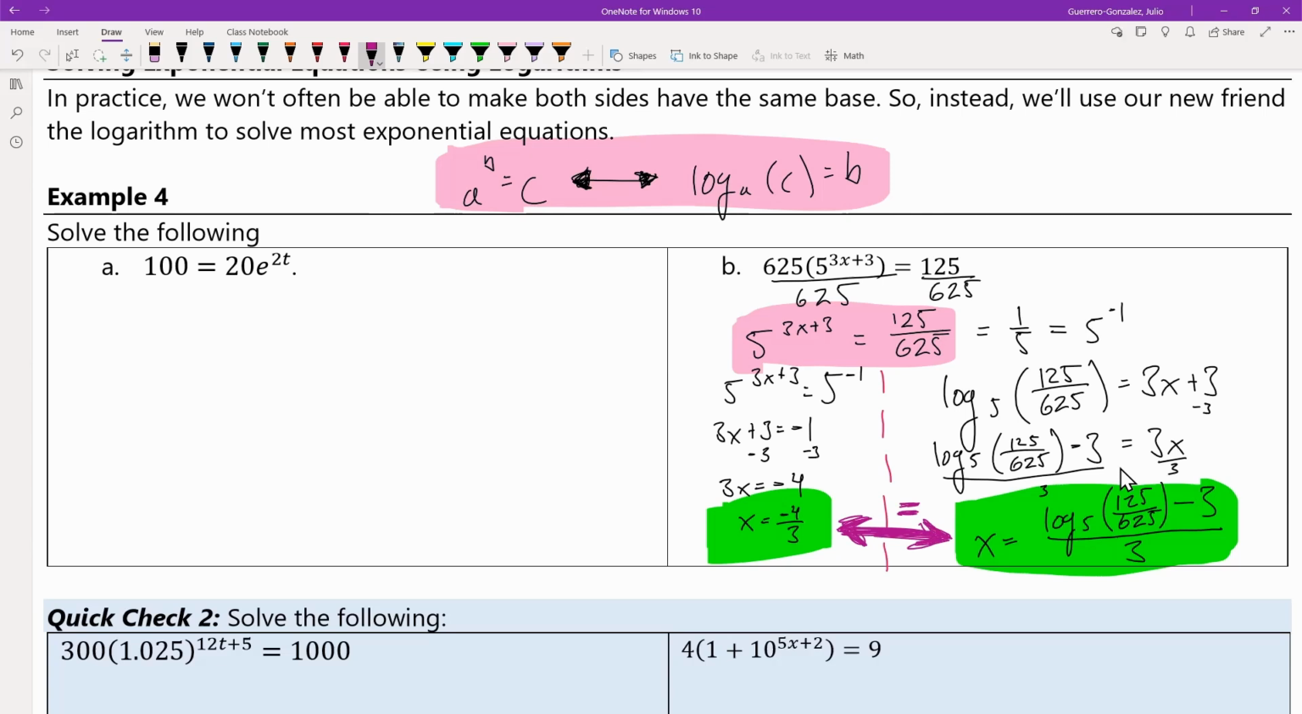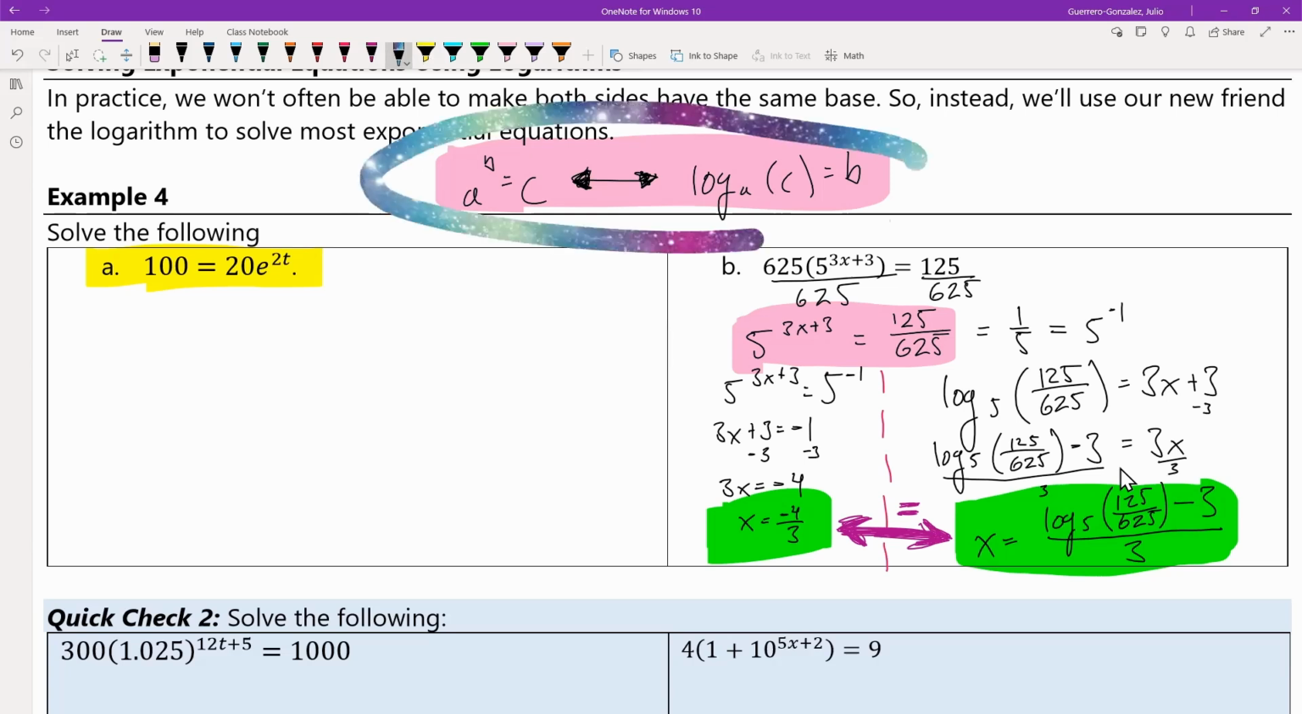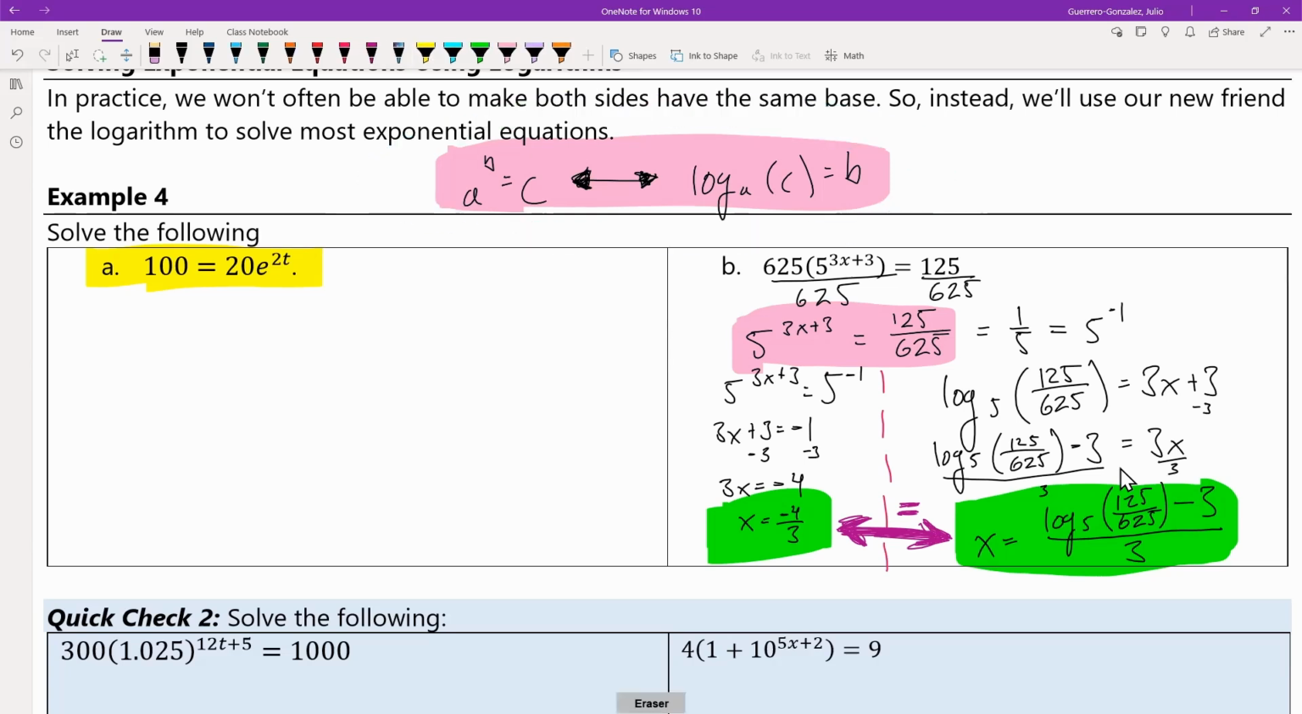Okay? Now, this is going to parlay pretty nicely into when we have to do something like this. In this case, you see how 100 is on the left-hand side. It doesn't look like we're going to be able to finagle 100 into a base anything, much less maybe 10, and we're not going to get any power of e out of it somehow. So how do we solve that? That is where we use this thing, sort of exclusively, okay? The idea is we want to get that exponent, the e to the 2t, by itself.